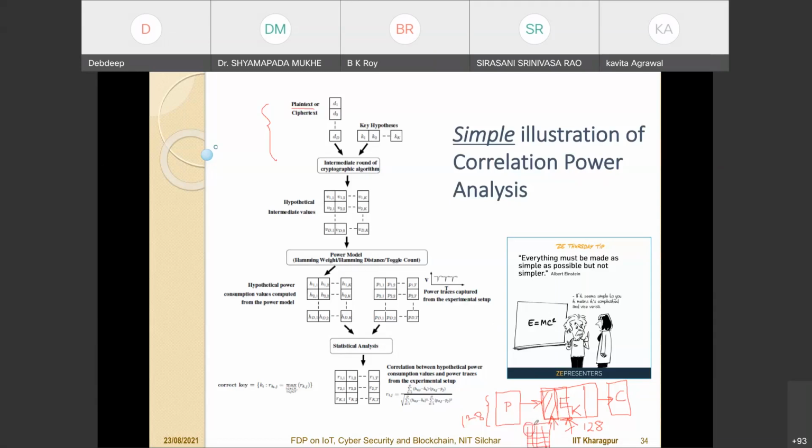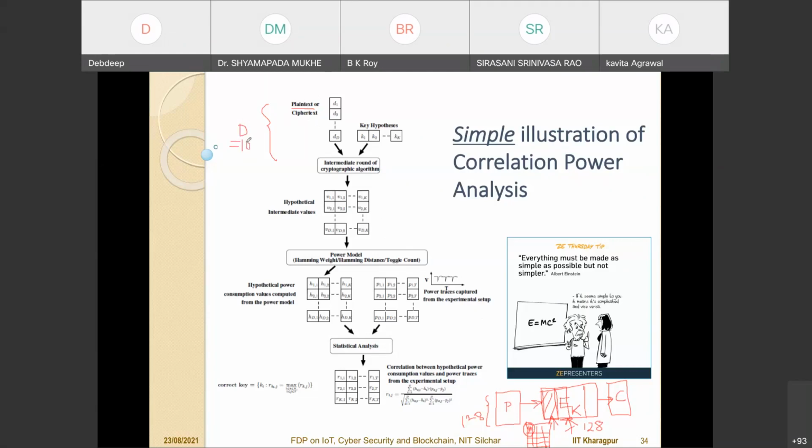Suppose it tries to obtain this part of the key, one component of the key. What it does is as follows. It does D amount of encryptions. Basically it feeds D plain texts. Let me write this as D. D could be something like, say, 1000 plain texts.